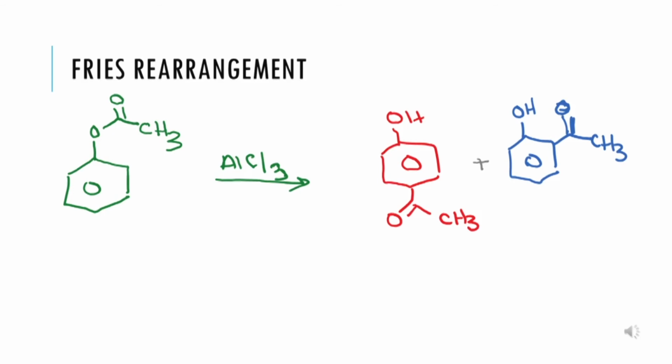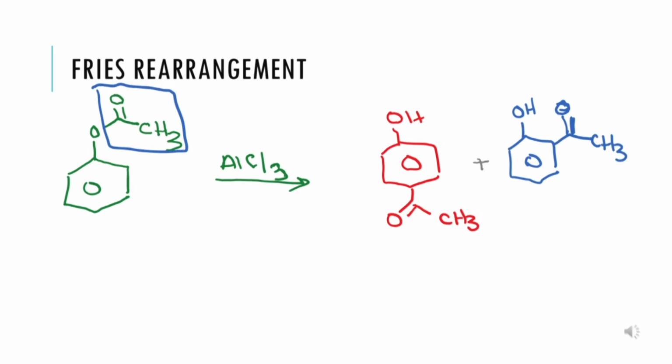The next rearrangement that we are going to look at is the Fries rearrangement. So the Fries rearrangement, what happens is that you start with acetyl phenol and react it with aluminum chloride, and you invariably get one or more products such as these, wherein the carbonyl compound here, the acetyl group here, ends up in the ortho or the para position.